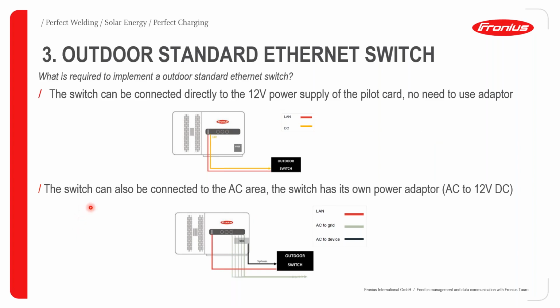The switch can also be connected to the AC area of the inverter. And if you are going to connect it to the AC area of the inverter for the power supply, please make sure that you do provide the switch with its own power adapter. It's usually an AC to 12 volt DC power supply. So in this case, I'm powering the switch with a 12 volt DC signal directly from the pilot card. And in this case, I'm powering the switch from the AC, which is coming from my inverter.